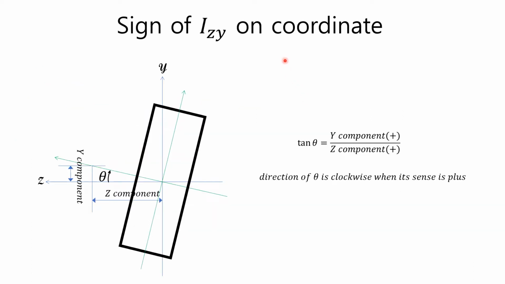Let's find out the relationship between the principal axis and the sign of the product moment of area Izy. The slope tangent theta from the reference axis to the principal axis is the value obtained by dividing the y-axis component by the z-axis component. Therefore, if the sign of theta is positive, the positive direction of the principal axis must pass through the first quadrant, and the direction of theta is clockwise as shown in this picture, and the sign is plus.